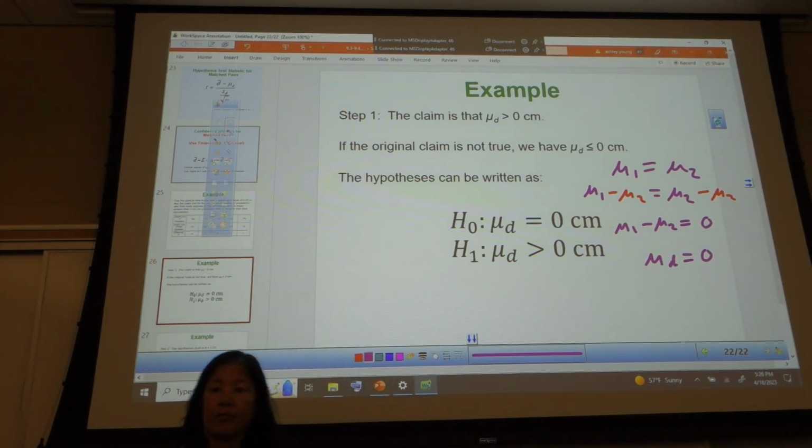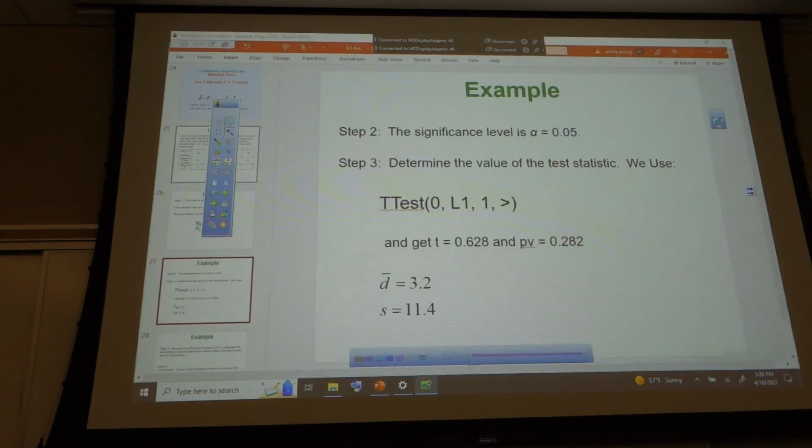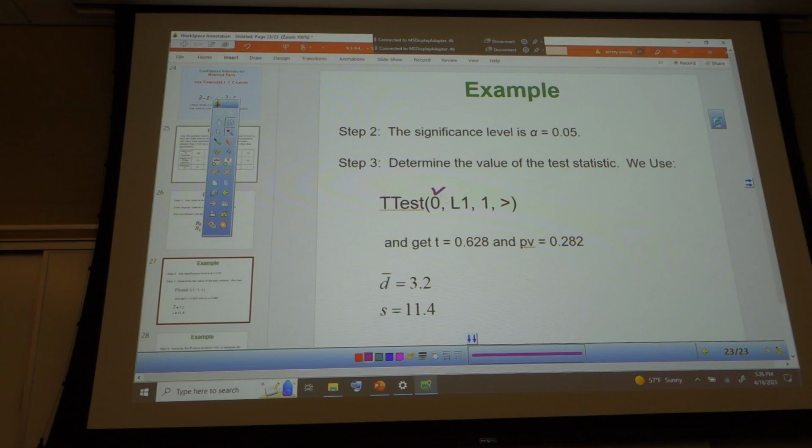Okay? All right. Then, of course, we wrote down our alpha, and we did our t-test. And remember, this comes from mu_d equals 0. So whatever's in our claim, that's the number that goes there. So we're saying that the differences are 0.